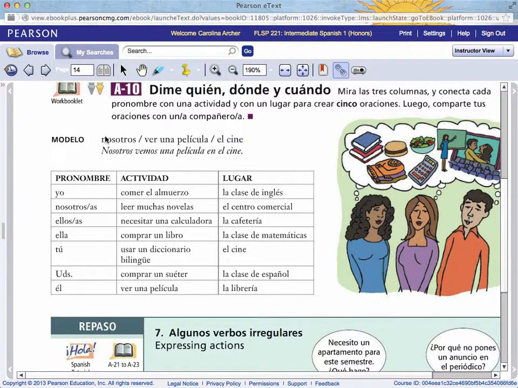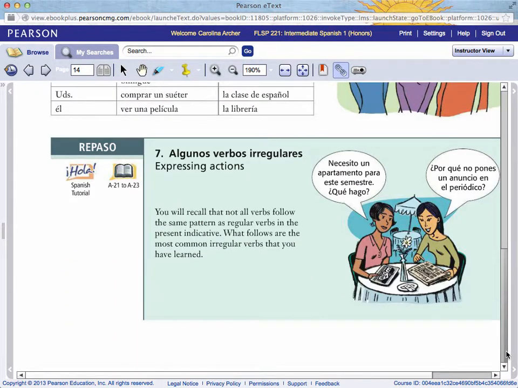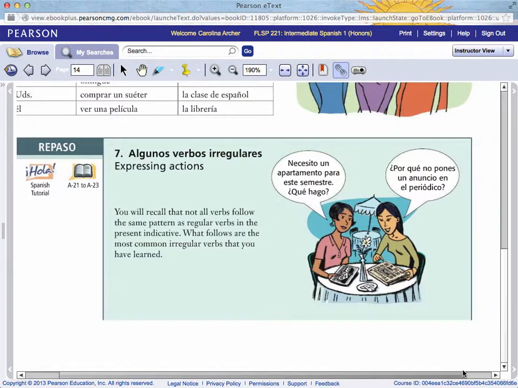For example, here you have the pronoun nosotros. Ver una película, the verb is not conjugated. Y el cine. Nosotros vemos una película en el cine. Okay, so try to make sentences with these three different parts of speech. Okay. Muy bien, y para lo último para el día 2, we're going to finish day 2 with algunos verbos irregulares.